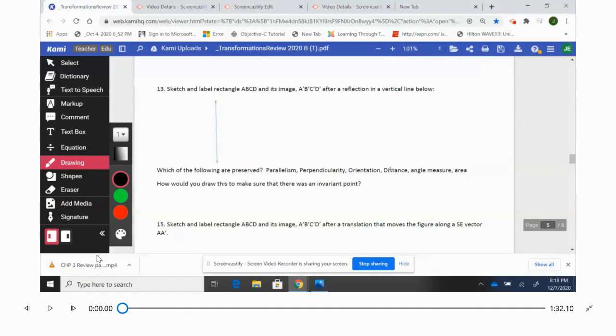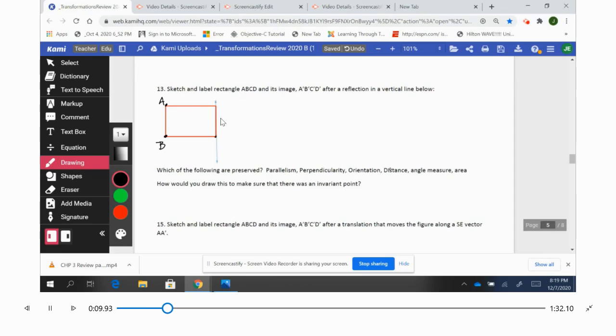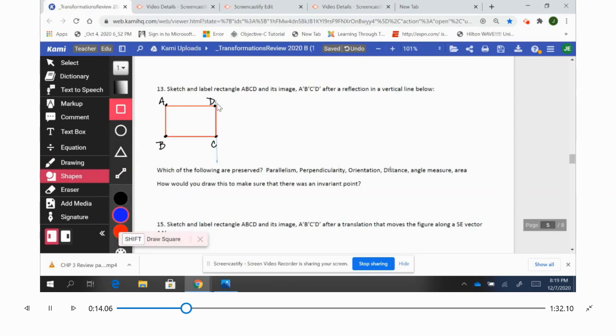Welcome back, students. This is page 5 of our Chapter 3 review packet. So we'll start with a rectangle, ABCD. And we're going to sketch its image after reflection in that line they gave us.